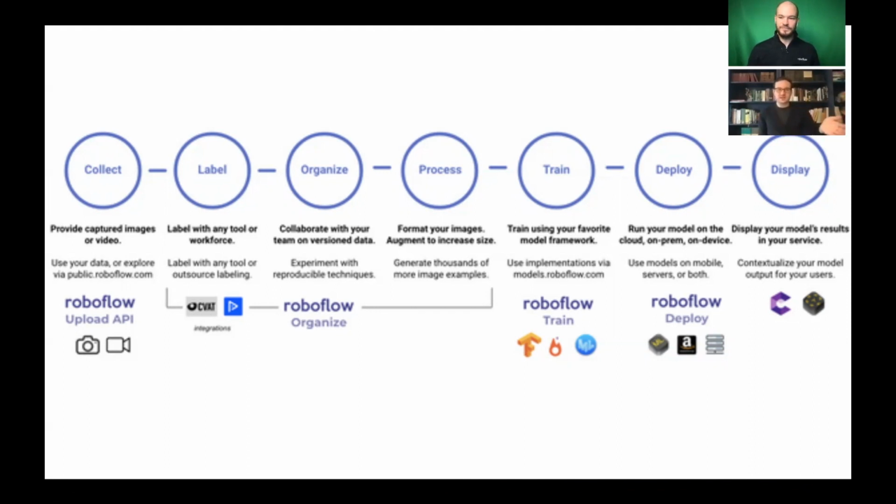steps to this process. Moving from left to right, you have collect, label, organize, process, train, deploy, display. Now I write about all of these in the article that's posted on the Roboflow blog. But the idea here is that you start on the left-hand side with collecting data. For example, with that wildfire detector, you need to be able to have images of both wildfires and non-wildfires.